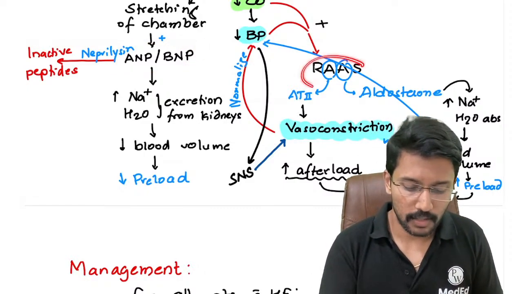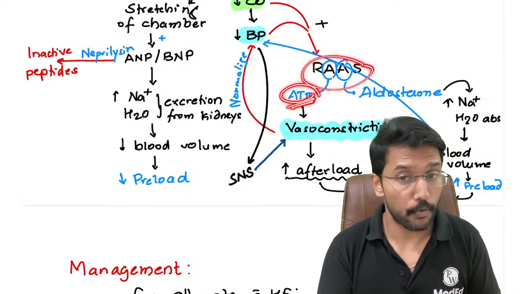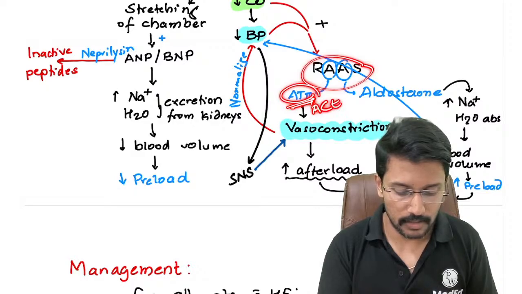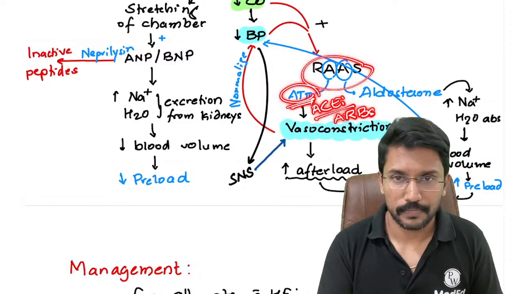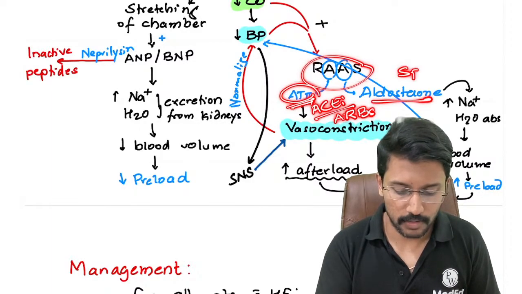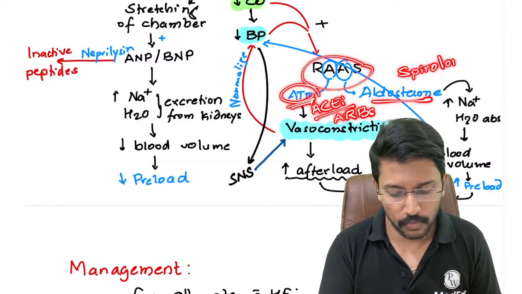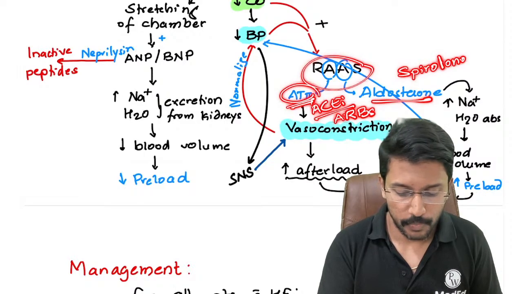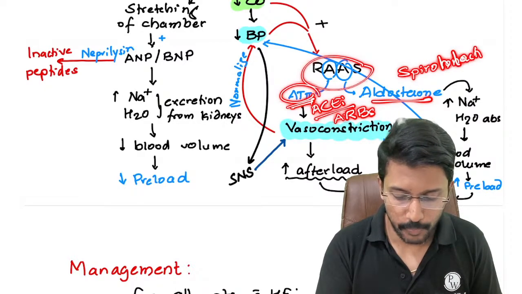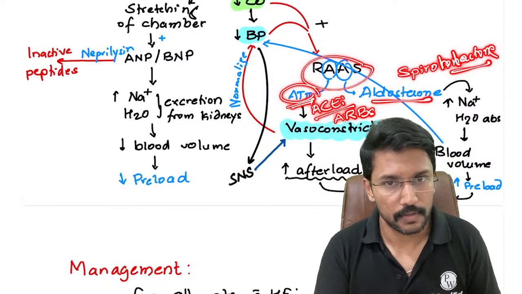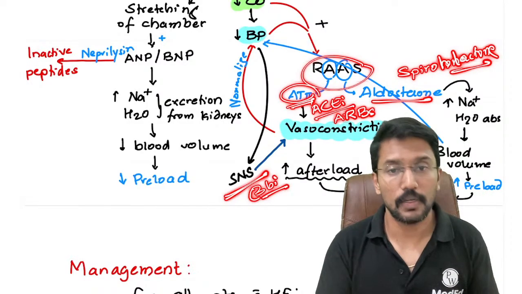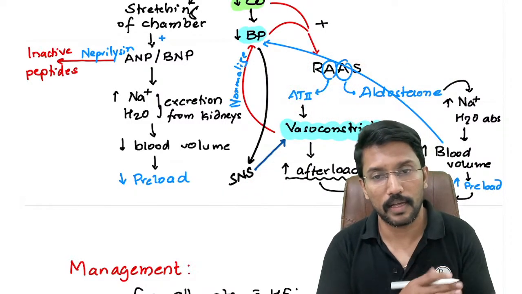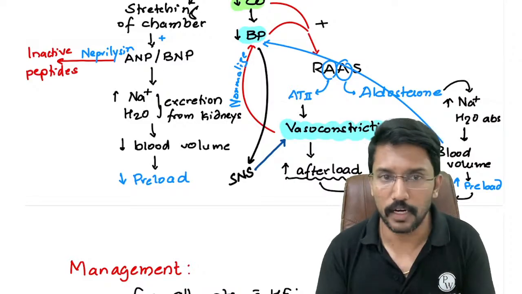So how can we block the RAS? We can block the angiotensin 2 production by giving the ACE inhibitors, or we can directly block the angiotensin 2 receptors by giving the ARBs. How can we block the aldosterone? By giving the drugs mineralocorticoid receptor antagonist like spironolactone. Spironolactone can be used, right? How can I block the sympathetic nervous system? By giving the beta blockers. That is why we use beta blockers, ACE inhibitors or ARBs and spironolactone for the treatment of heart failure.